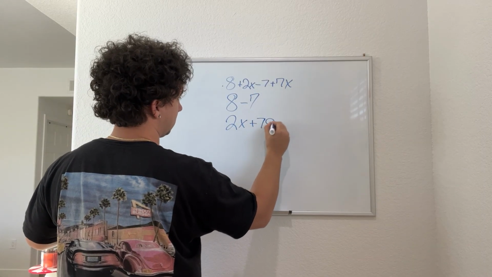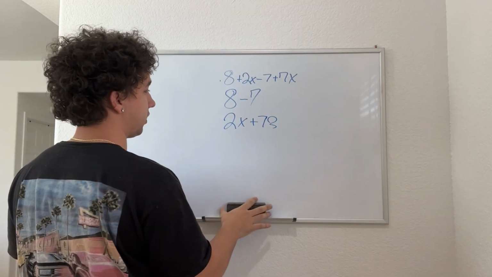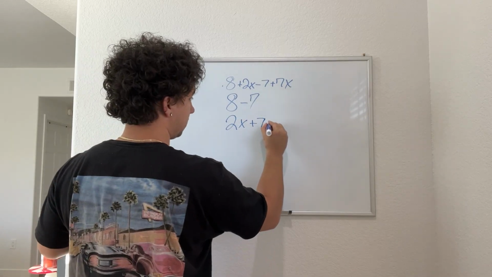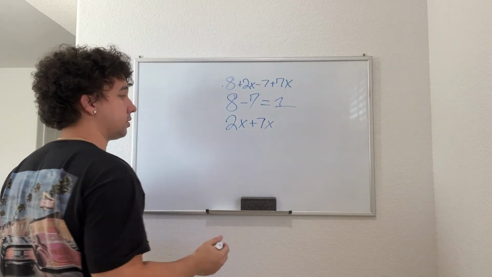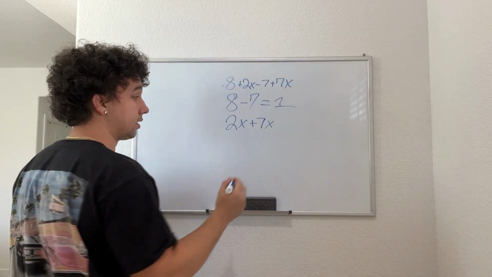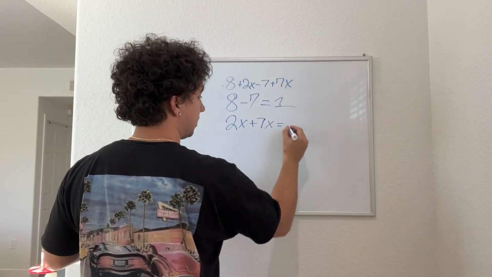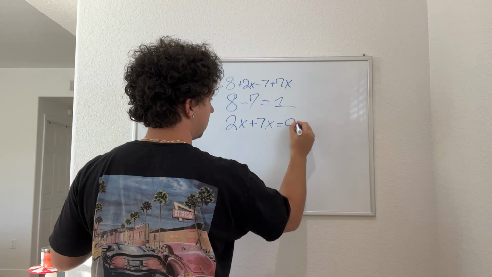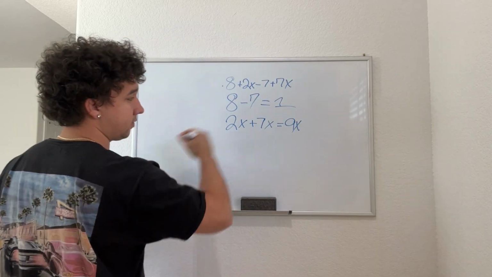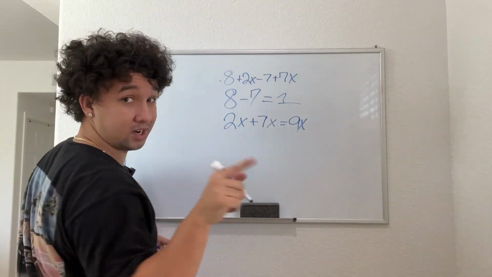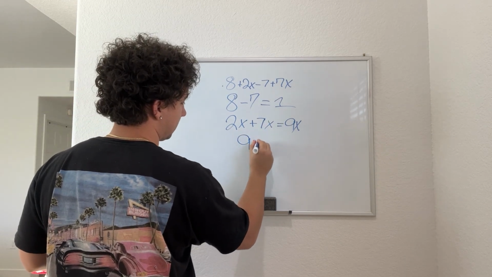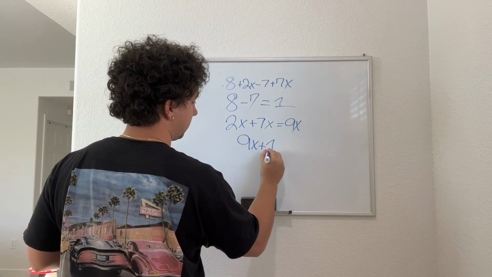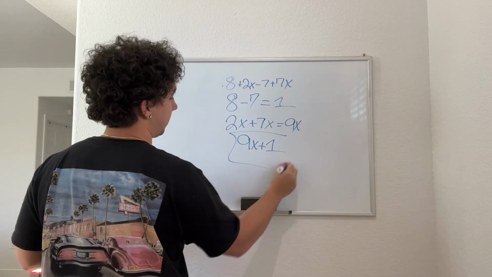Oh, 7x, sorry. 7x, geez. Okay, then 8 minus 7, well, that equals 1. 2x plus 7x, that's the same thing as just 9x. That's just going to be 9x. And then combine like terms here. Just kidding, you cannot. This has an x, this doesn't. So this is just the same thing as 9x plus 1. This is fully simplified. That would be the final answer.